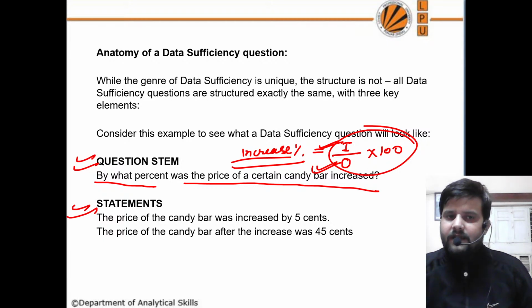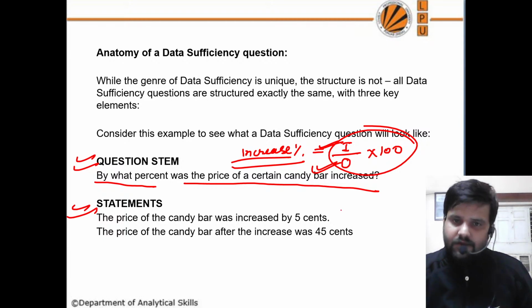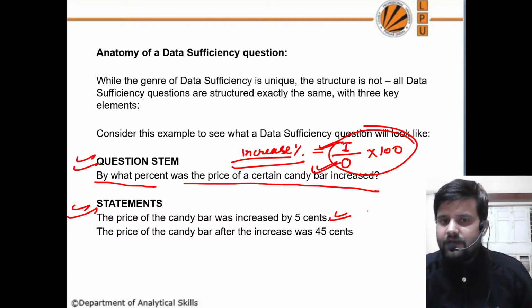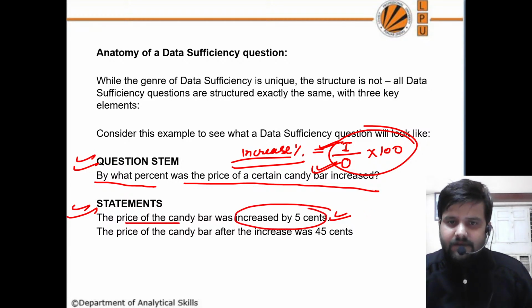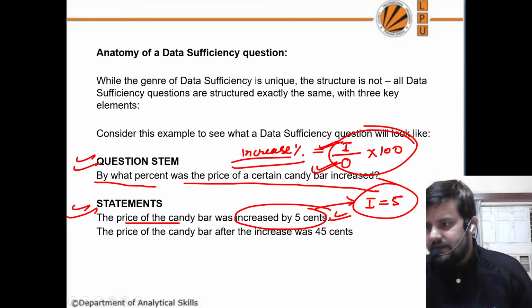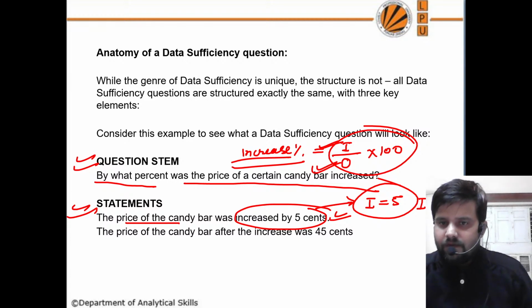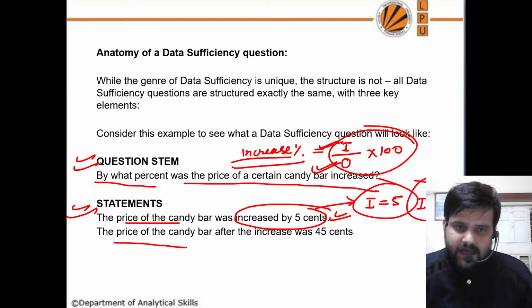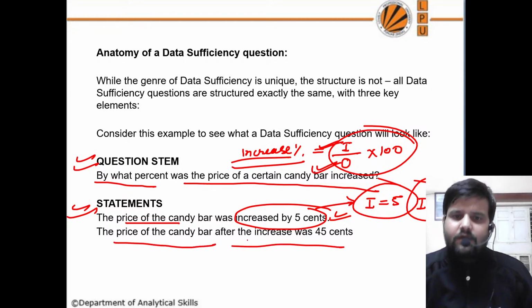Now you have to check which statement is giving you this. So first alone you will check. First alone is the price of the candy bar was increased by 5 cents. It is giving the increase in absolute terms, but the value given by this is only of the increase. We need the older price also to answer this question. So first alone is not answering your question. This is the main point. Now second: the price of the candy bar after the increase was 45. So this 45 is the new price.